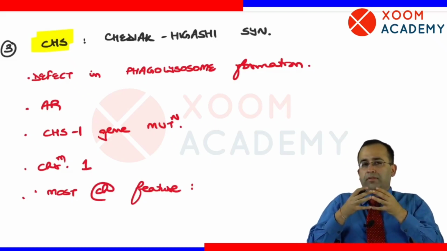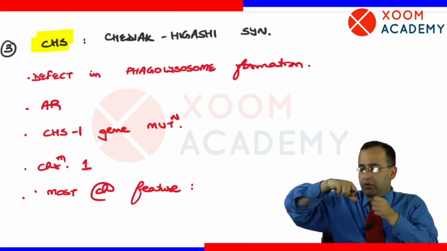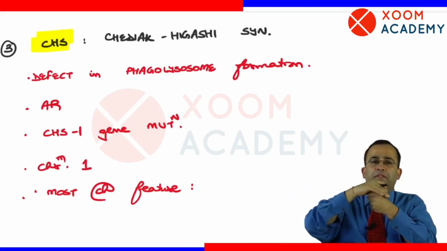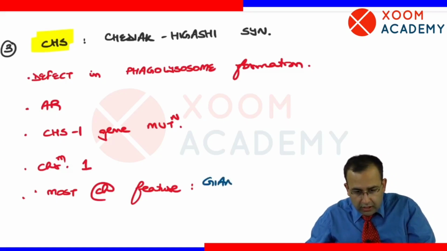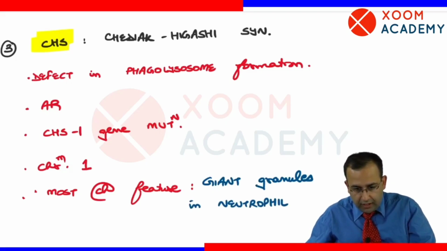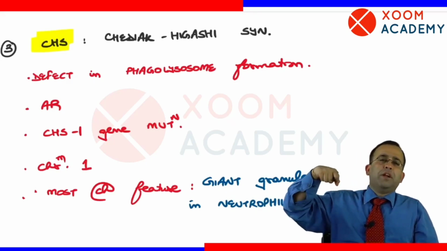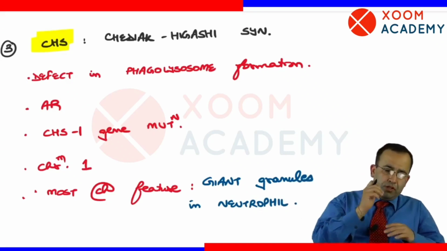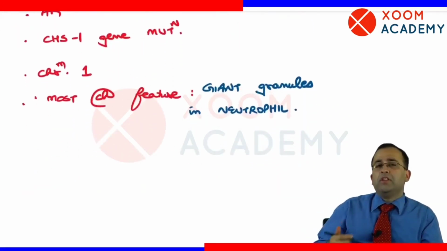Phagocytosis has occurred, but it is not able to bind with the lysosome. So this phagocytosed material is visible as giant granules in the neutrophil because it was not able to bind with the lysosome. So the most characteristic feature is the presence of giant granules in the neutrophil.